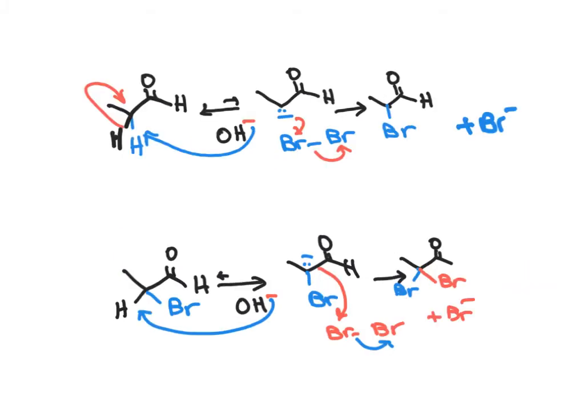We can see the completion of the mechanism for the substitution in basic conditions. We start with the deprotonation of the first alpha hydrogen, doing a monohalogenation. We increase the acidity of the remaining hydrogen, and then we do a second addition of the Br. So we are getting as a byproduct 2 Br minus.